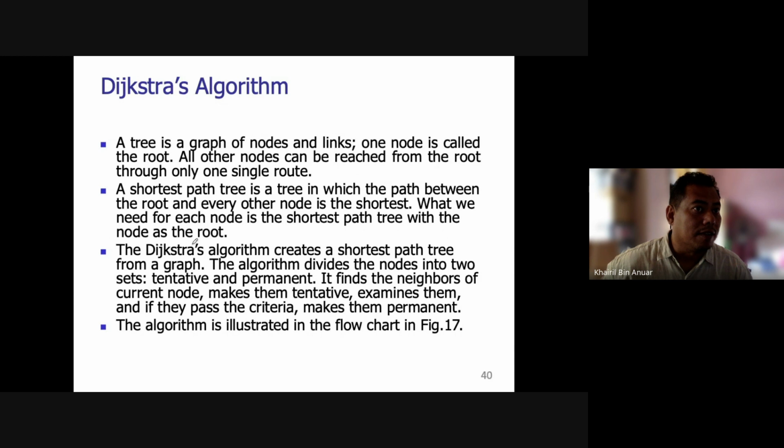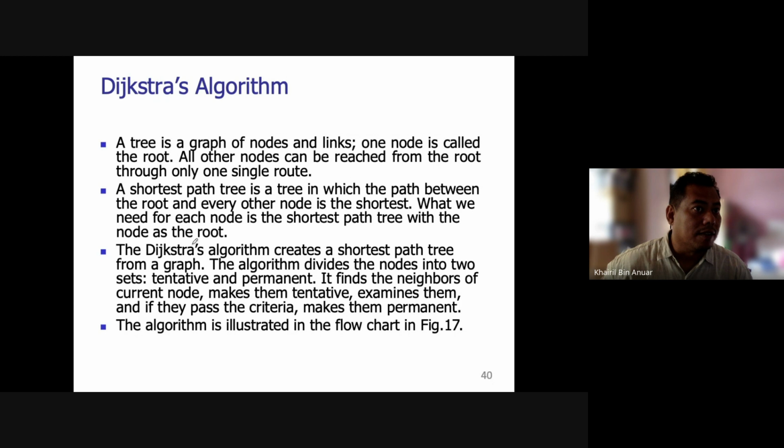A tree is a graph of nodes and links. One node is called the root, and the other nodes can be reached from the root through only one single route. We have done this when we talked about STP, where you have to identify one router as the root and the rest as other than root. It is actually based on this Dijkstra algorithm, so STP is implemented with this algorithm.